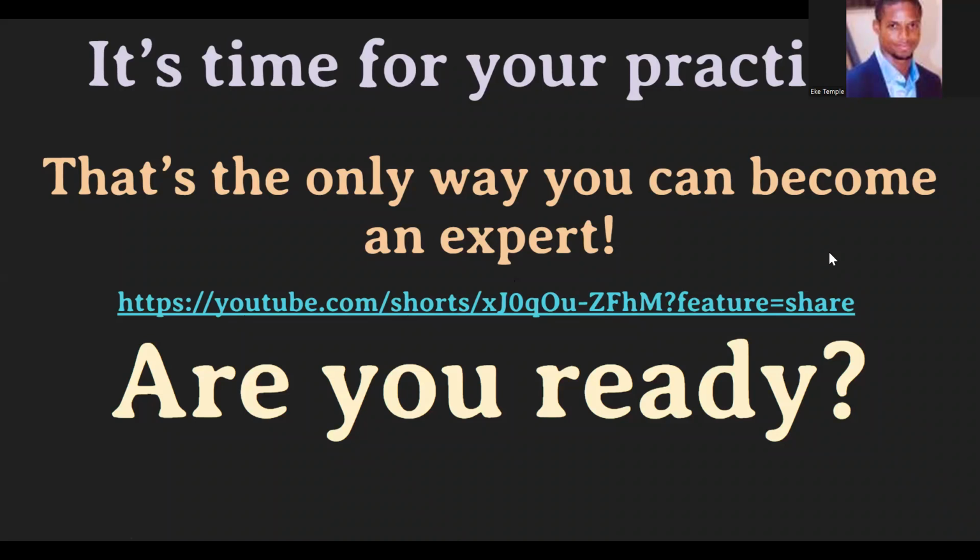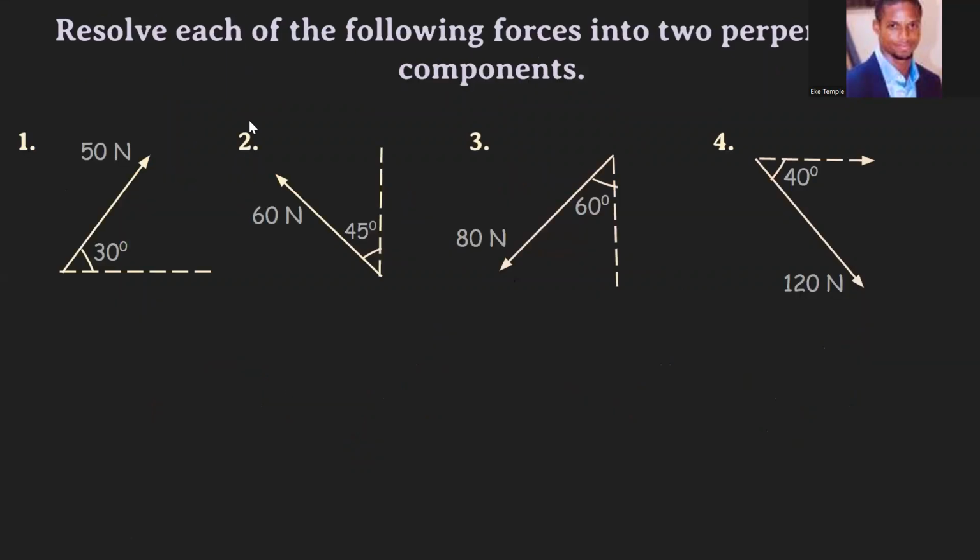All right. Now here we go. Resolve each of the following forces into two perpendicular components. The first, 50 newtons acting at an angle of 30 degrees to the horizontal. Second question, 60 newtons acting at 45 degrees to the vertical. Third question, 80 newtons acting at angle 60 degrees to the vertical. And finally, 120 newtons acting at 40 degrees to the horizontal. Here, of course, I decided to give you an angle that is not a special angle, so rely on an electronic calculator for your computation.